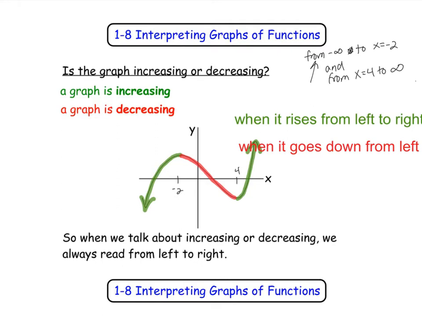So on your paper, for an answer, you would say the graph is increasing from negative infinity to x equals -2 and from x equals 4 to infinity. Same thing for the decreasing part. This is decreasing from -2 to 4. So this is how you would say it on your paper: the graph is decreasing from x equals -2 to 4. And these parts where they dip and come to a point here, come up here and then dip, are important points we'll talk about in a second.